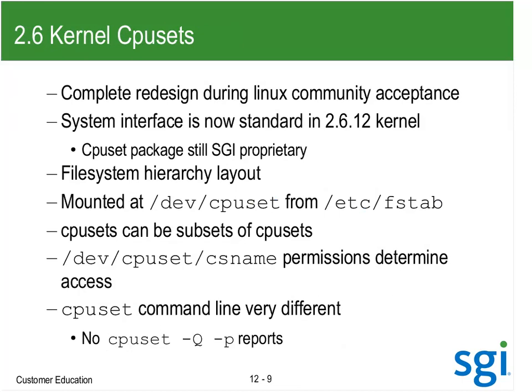2.6 kernels is when we get a redesign of CPU sets. They really started from Sun Solaris as PSETs. Then we implemented CPU sets in IRIX for our first Origin 2000 NUMA machine. Then it got implemented in SGI's ProPack 3-based Linux. And then the Linux community accepted it. So it started as a Linux community solution in 2.6.12.